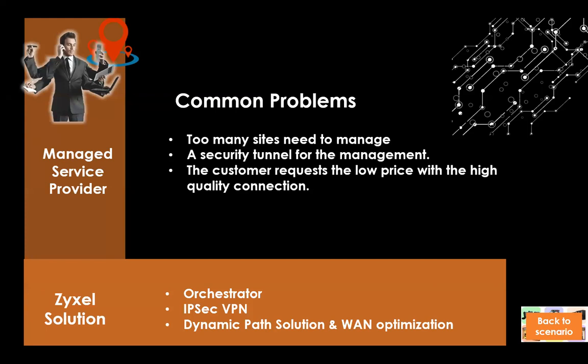Or trying to please. So Orchestrator will help with that, being able to manage all those different customers to their different sites and give you that visibility into their network, using IPsec VPN to build those tunnels, not only for management, but to manage them for their different locations and, again, do it very quickly. So going through basically VPN wizards that allow you to connect multiple sites together. And of course, dynamic path solution and WAN optimization to speed up the quality of their connection, either for voice or even for normal data.